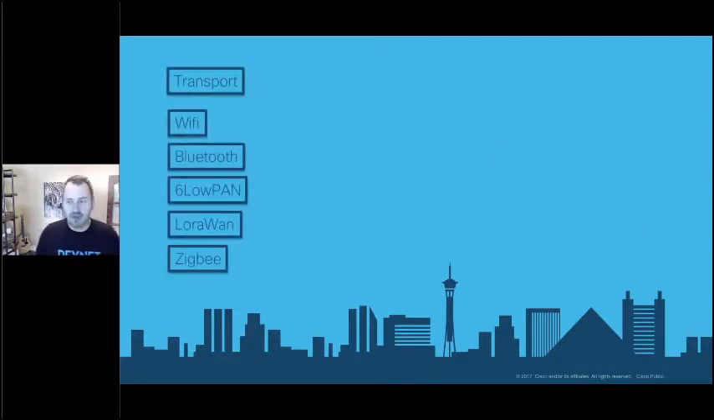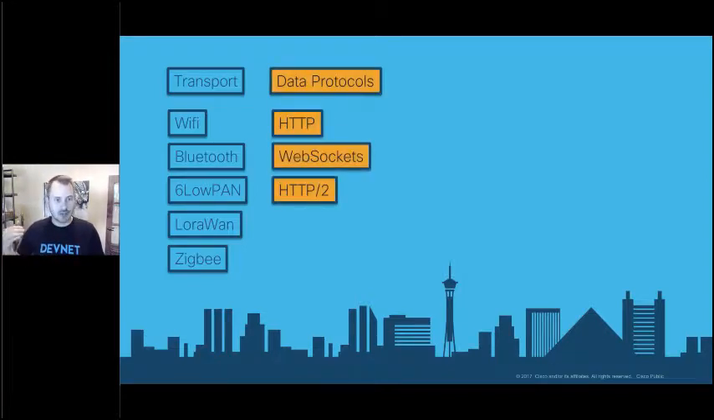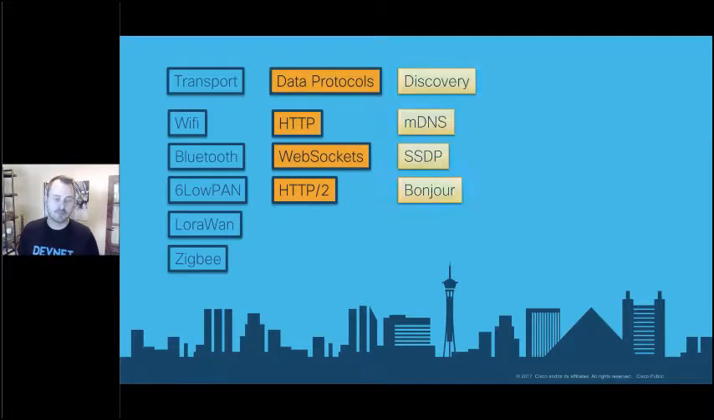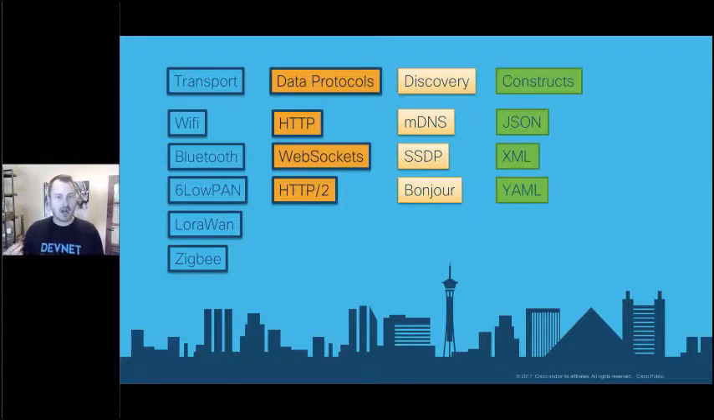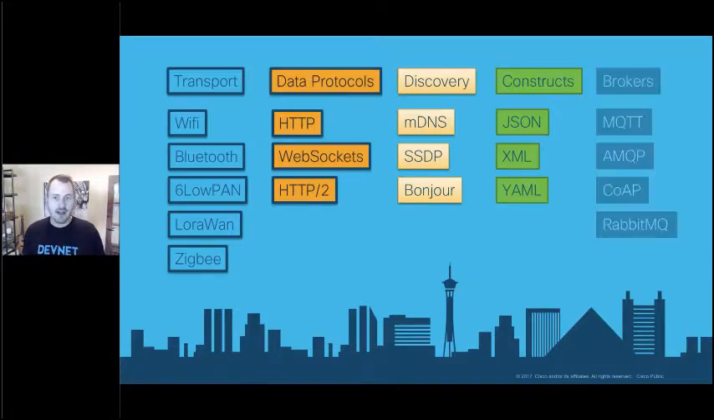In the IoT space today, we've got a huge, wide spectrum of protocols. I could pick one of many different transport protocols. I could choose one of many data protocols. I can use different types of services to discover where I want to send data for an IoT device. I have different data constructs for how I organize and format the data that I'm going to send to that provider. And then I have brokers to actually mediate those connections.